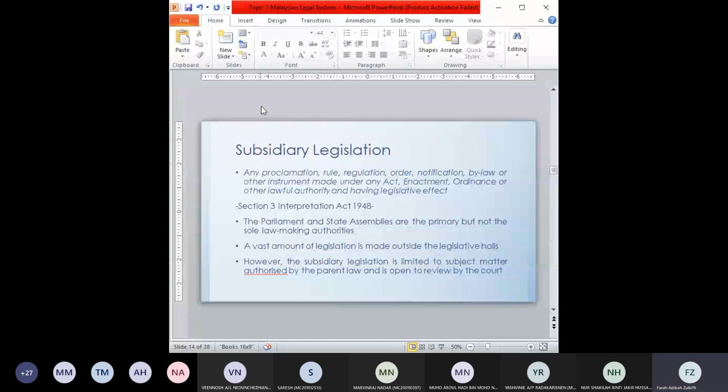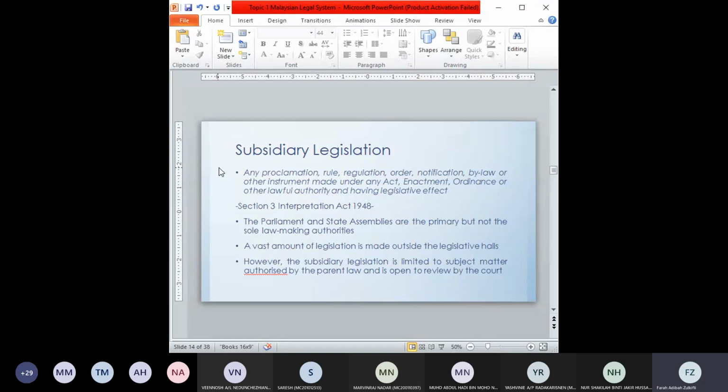Okay, so subsidiary legislation is small laws which sometimes you call a proclamation, sometimes a regulation, sometimes an order, notification, bylaw or any other legal instrument made by the ministry, and it is made under any law or any enactment or any ordinance. So usually it is stated in the act that the minister has some kind of power to make certain types of law under the parent act.